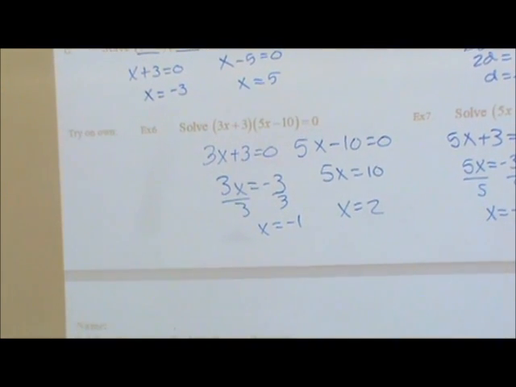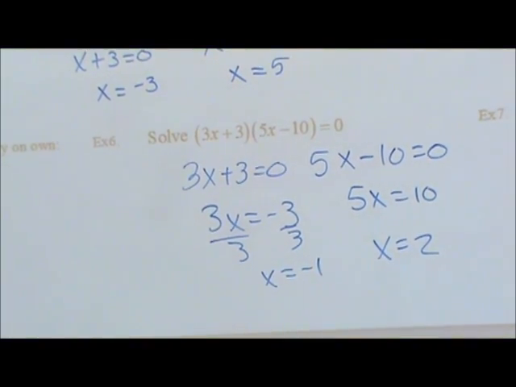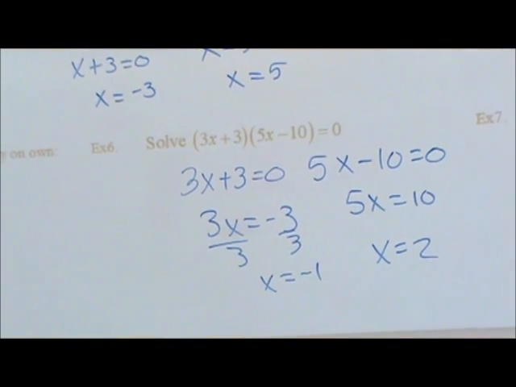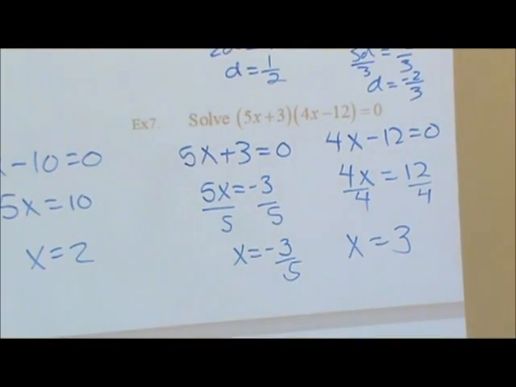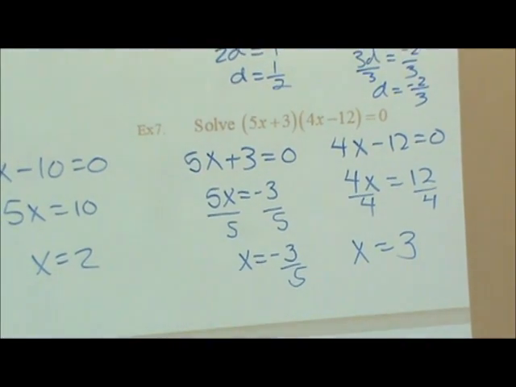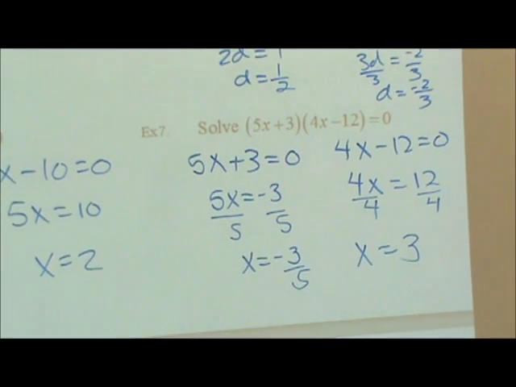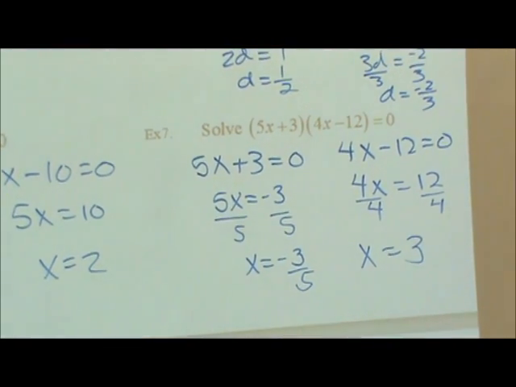Alright, let's look at the last two examples you tried on the first page. You can see here they're already factored, so we set the factors equal to 0, we solve, and we get x equals negative 1, x equals 2. On the second one, same thing, set them equal to 0, solve, and we get x equals negative 3/5, x equals 3.